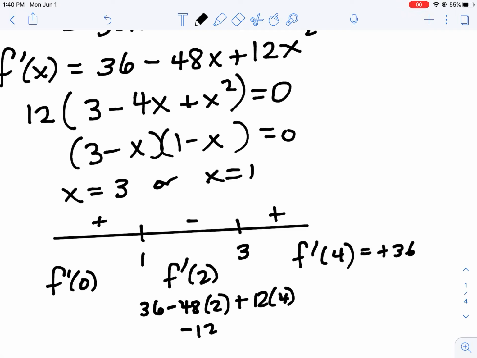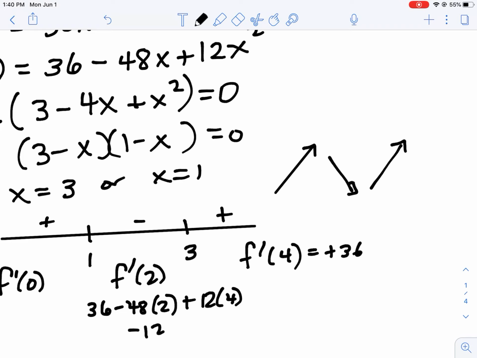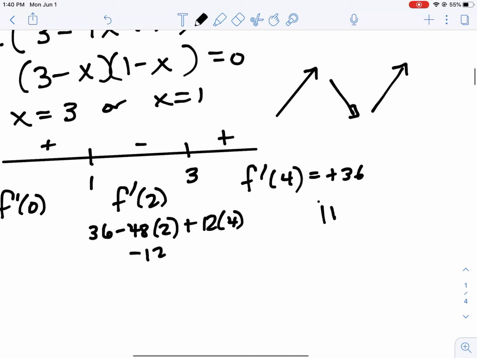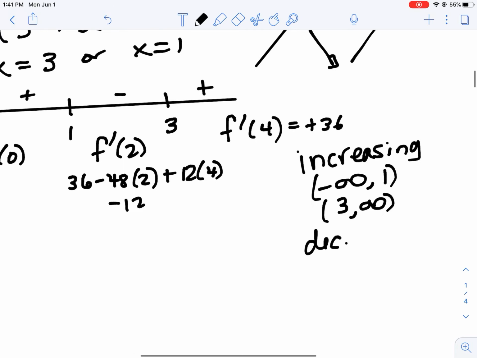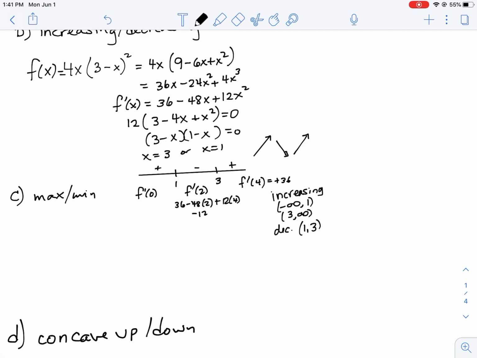Positive, negative, positive. So that means the function is increasing in that first interval, and then it's going to be decreasing in that second interval, and then it's going to be increasing in the third interval. And you can kind of already get the idea. So increasing has two intervals. Increasing are the outer ones, so negative infinity to 1 and 3 to positive infinity. And decreasing is in between 1 and 3. Okay? All right.